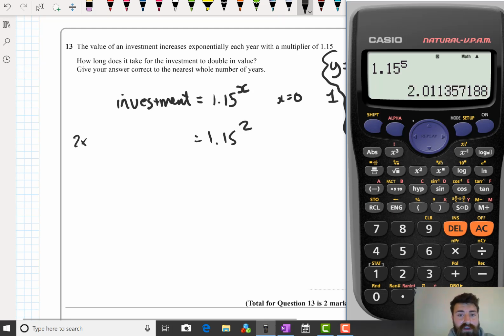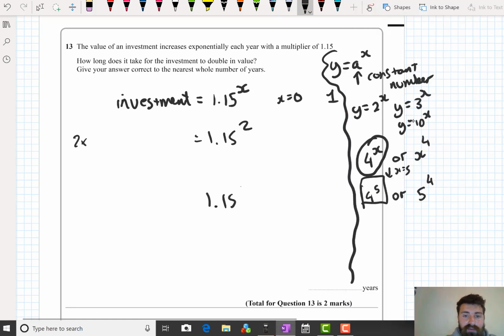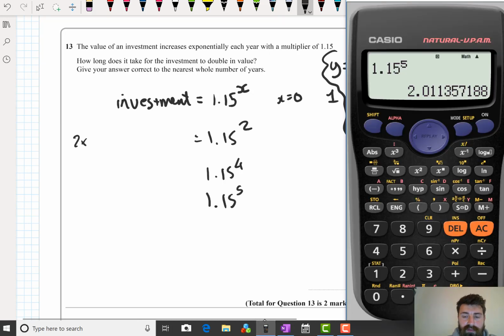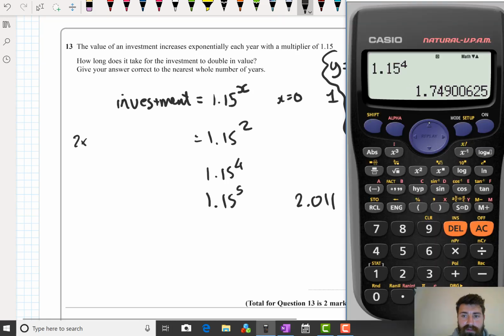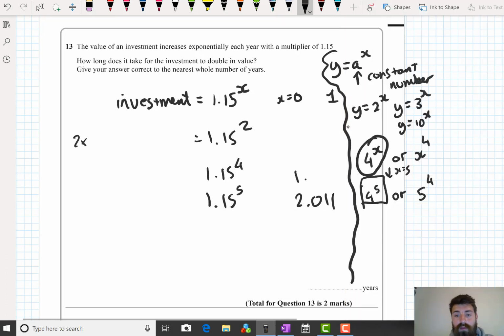So if we just pull those two important parts down, 1.15 to the 4. The answer to this one was 2.011, and the other one, if I press up, remember, replay function, press up, press down, press up, press down. Alright, 1.749. Now, of course, after 4 years have elapsed, it's not quite doubled in value, but after 5 years have elapsed, it has. At the end of the 4th year, that's the value.